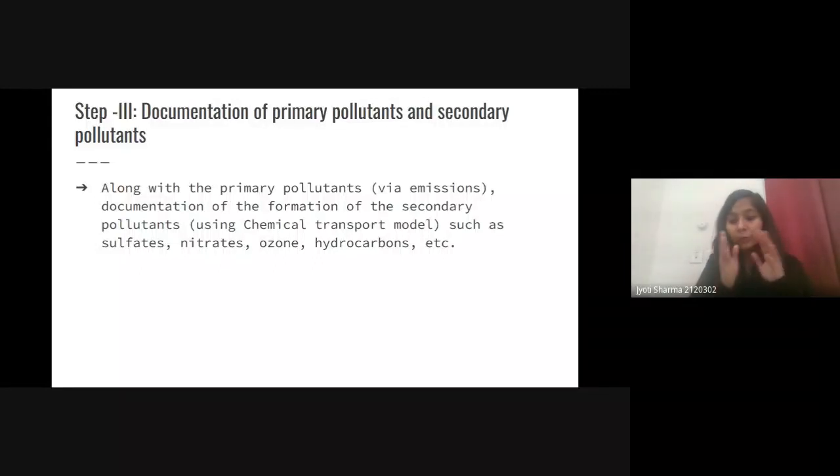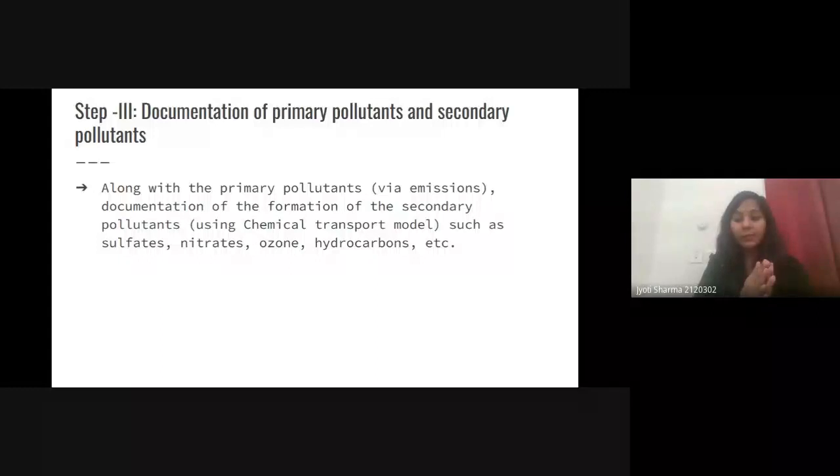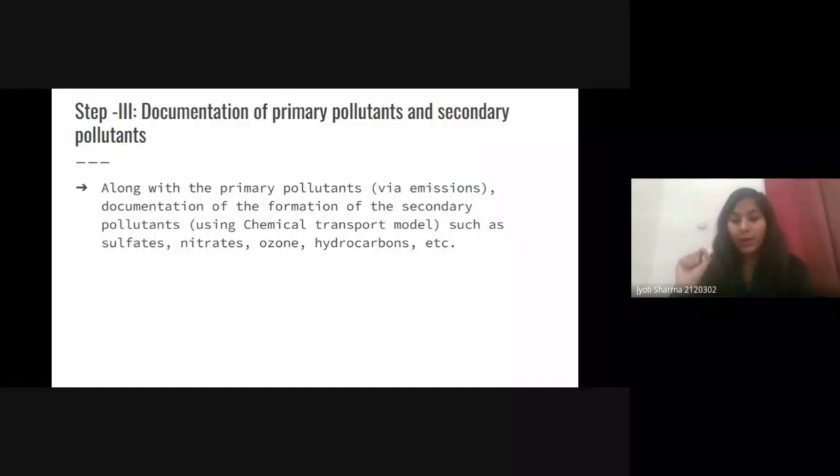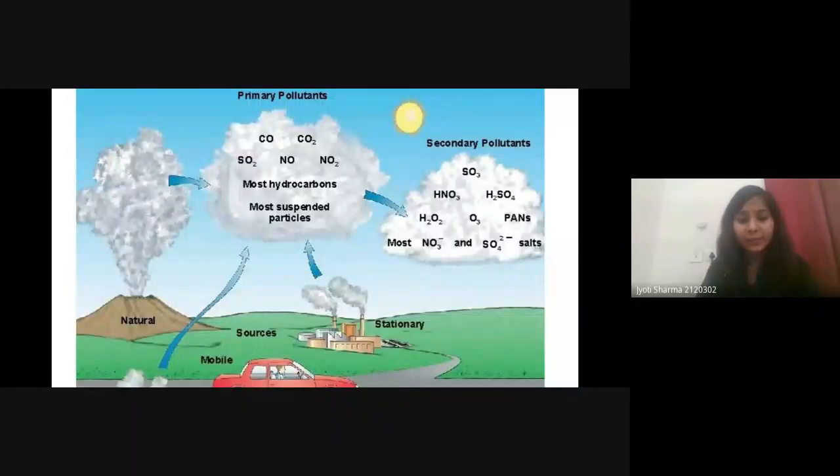We will give the input of primary pollutant, then this kind of model will give you the concentration of the secondary pollutant. One example is the chemical transport model. Such a model will give you the quantification of the secondary pollutant. Examples of secondary pollutants are sulfate, nitrates, ozone, hydrocarbons, etc.